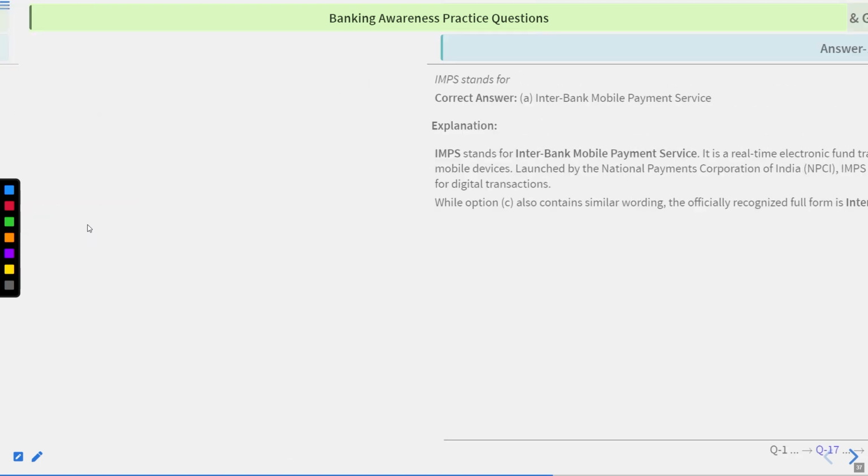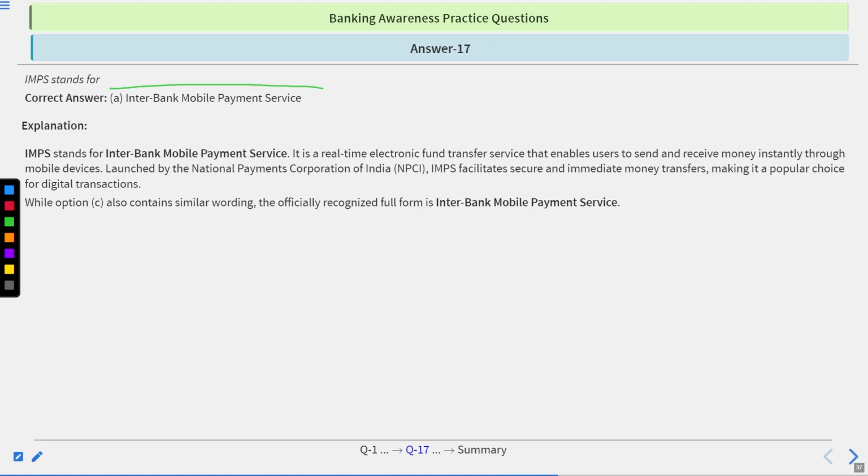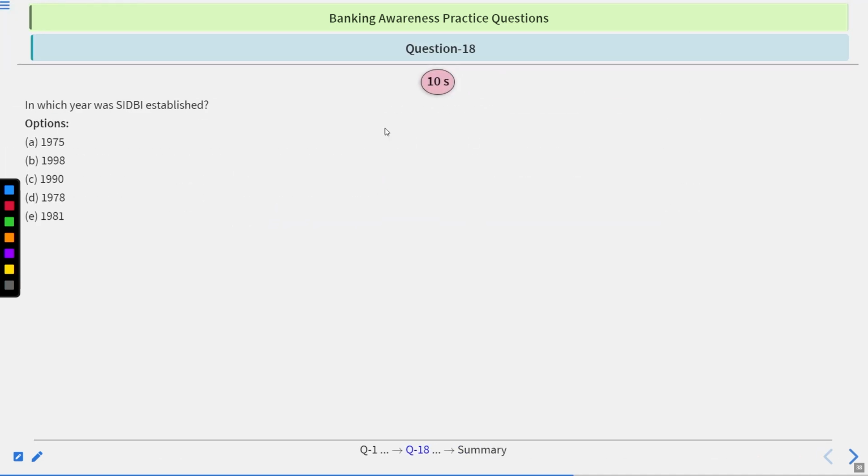Okay, the time's up. Correct answer is interbank mobile payment system. Explanation. IMPS stands for the Interbank Mobile Payment System, a real-time electronic fund transfer service that enables users to send and receive money instantly through mobile devices. Launched by National Payments Corporation of India, IMPS facilitates secure and immediate money transfers, making it a popular choice for digital transactions. While option C also contains similar wording, the officially recognized full form is Interbank Mobile Payment Service.